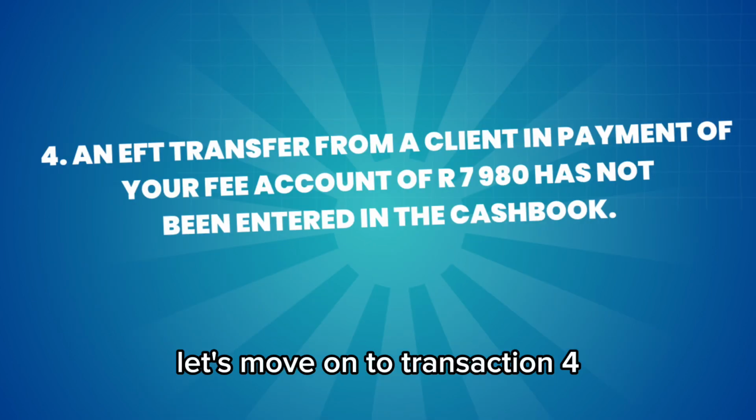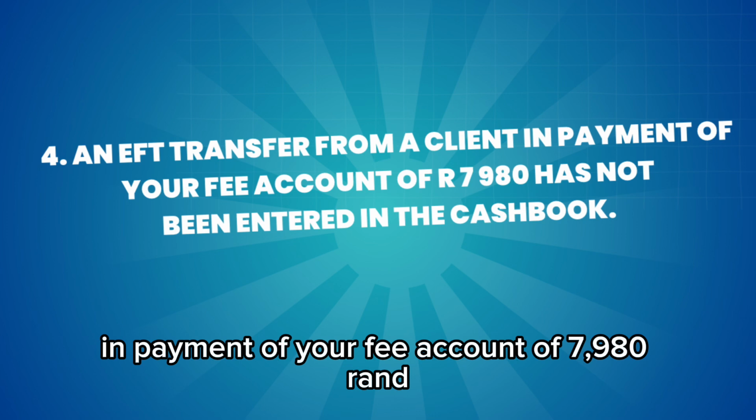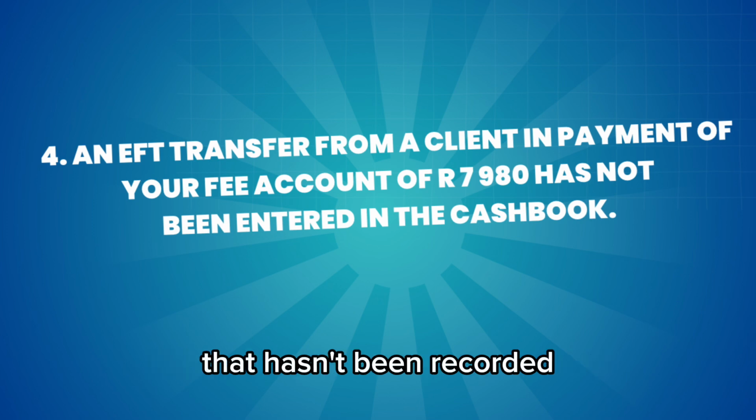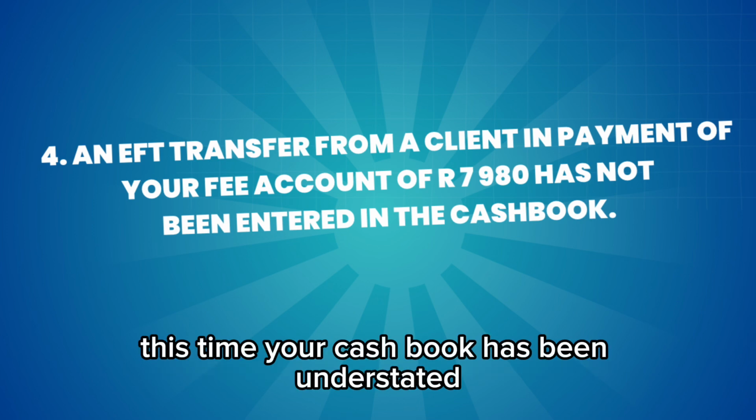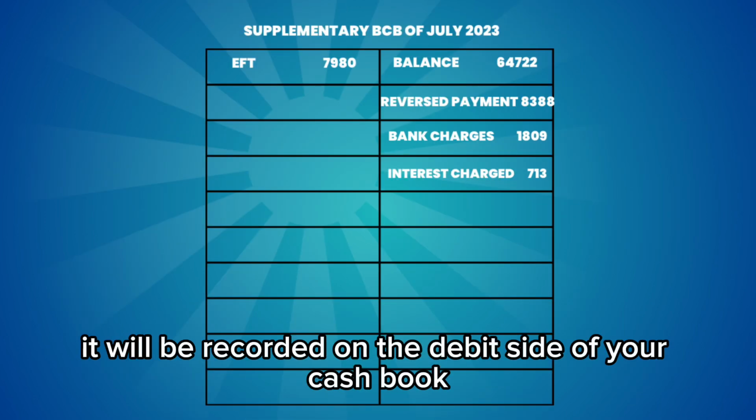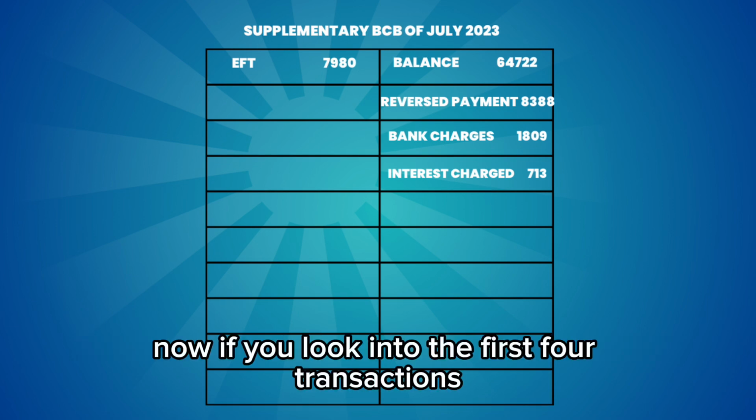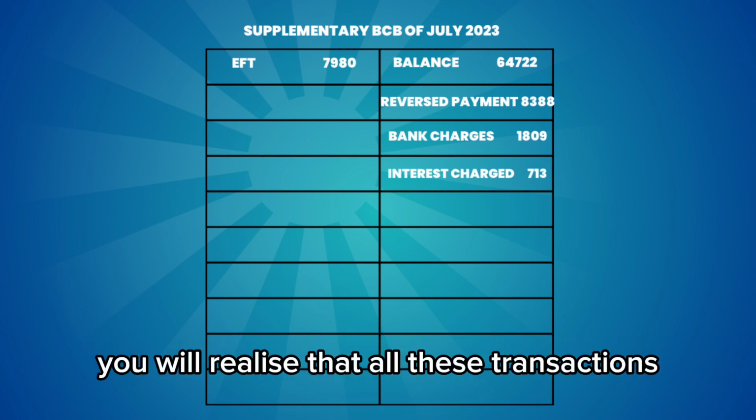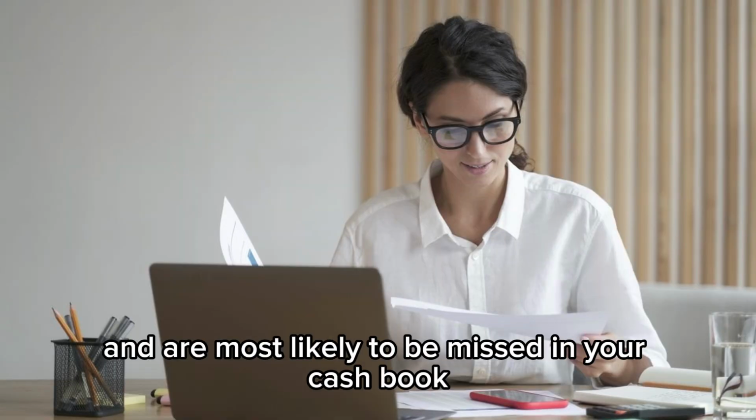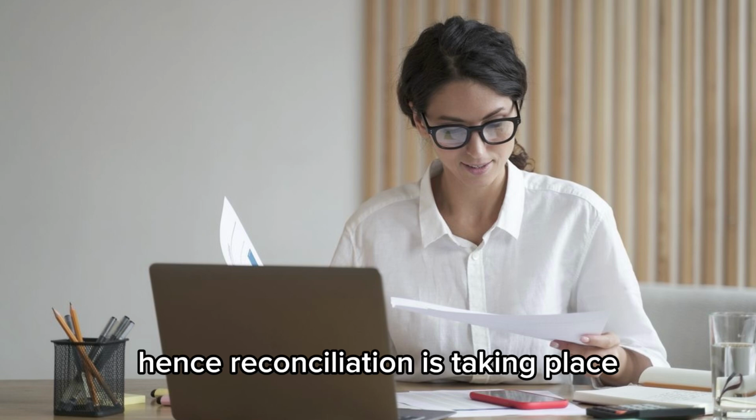Let's move on to transaction 4. An EFT transfer from a client in payment of your fee account of 7,980 Rand has not been entered in your cash book. This is a deposit into your account that hasn't been recorded. This time, your cash book has been understated. Since this money will increase your balance, it will be recorded on the debit side of your cash book. Now, if you look at the first 4 transactions, you will realize that all these transactions would typically be found on your bank statement and are most likely to be missed in your cash book, hence reconciliation is taking place.